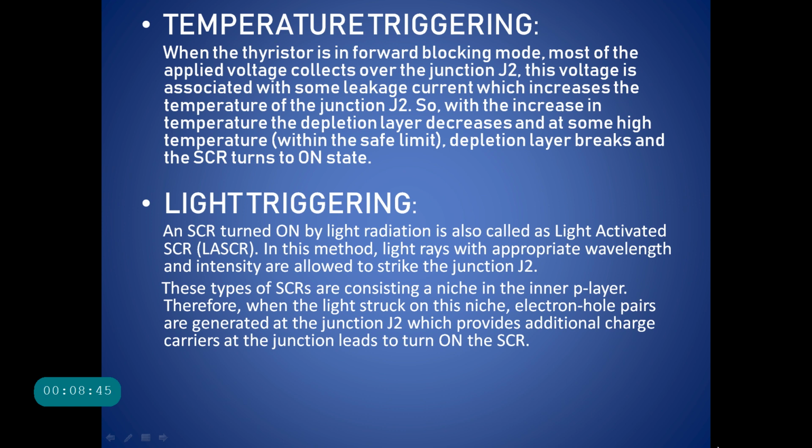Now the last method is the light triggering method. An SCR that is turned on by light is called a light activated SCR or LASCR. In this method, light rays with appropriate wavelength and intensity are allowed to strike the junction J2. These types of SCRs consist of a niche or a hollow region in the inner P layer. Therefore, when the light strikes this niche, electron hole pairs are generated at the junction J2, which provides additional charge carriers at the junction, which leads to the turning on of the SCR.